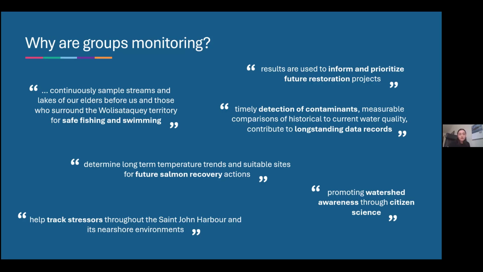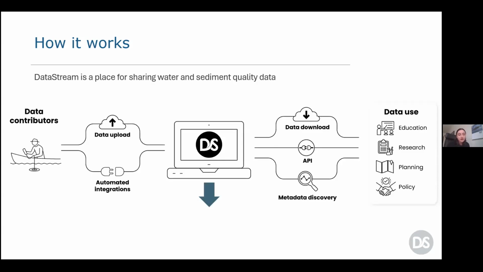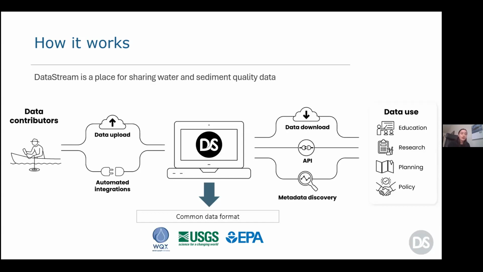And just as an overview, essentially how DataStream works is all these organizations are doing amazing work monitoring their watersheds. And then by uploading this water quality data to DataStream in a common data format that I'll talk about later, data can then be downloaded and also is more discoverable through metadata. So metadata makes data more searchable and findable. And then once this data is found and downloaded, it can be used for all sorts of things from education to research, planning and policy, and so on.